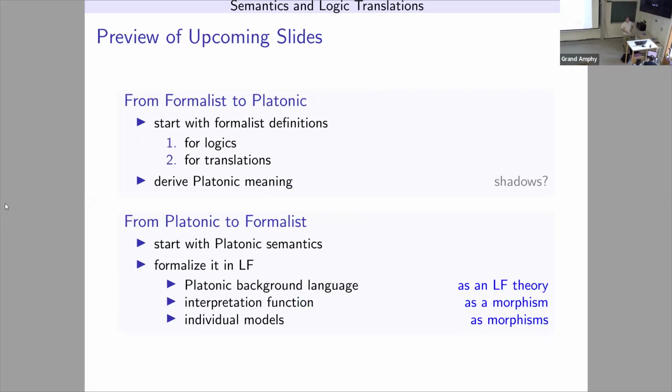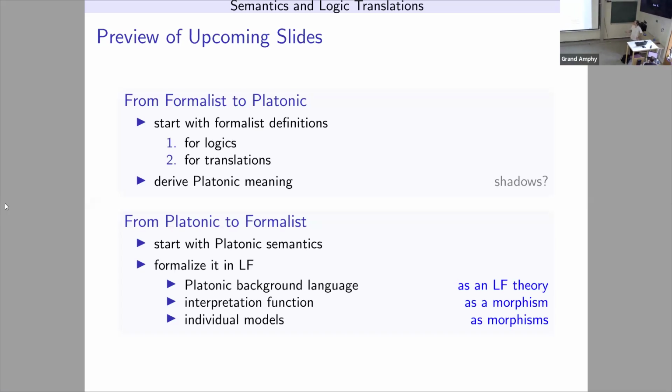So for the next couple of slides, I'm first going to show you a couple of slides where I start with the formalist definition. Those are the ones we've seen so far. The formalist definition of logic as a theory in LF. And then try to derive things from them that connect to the intuitions that the Platonists already have.